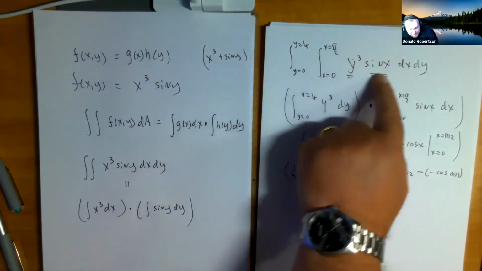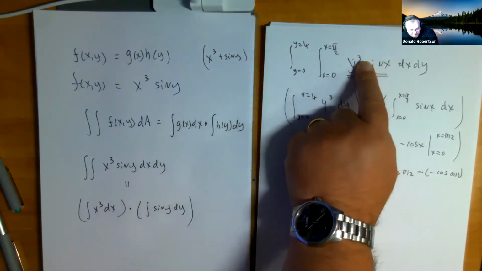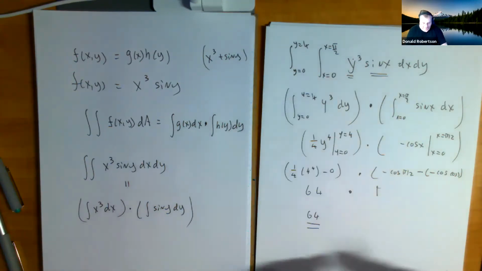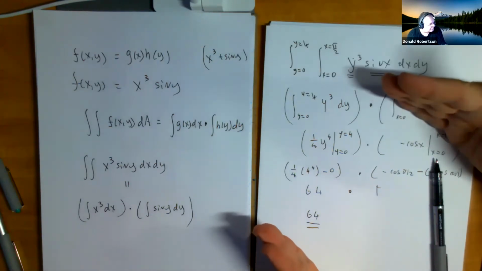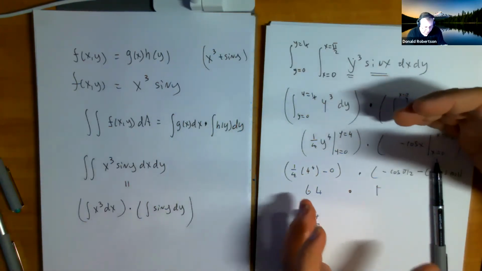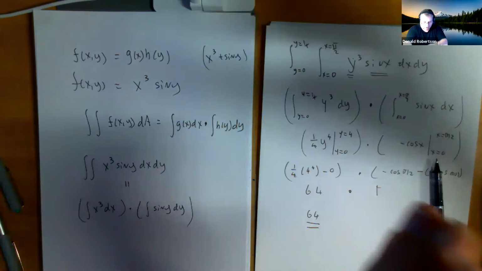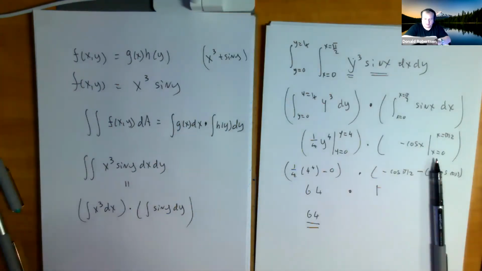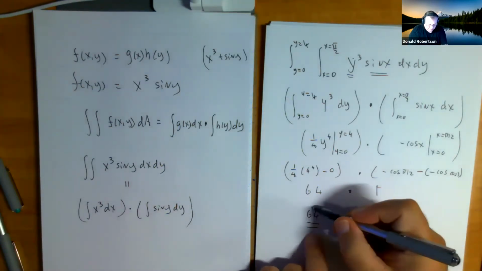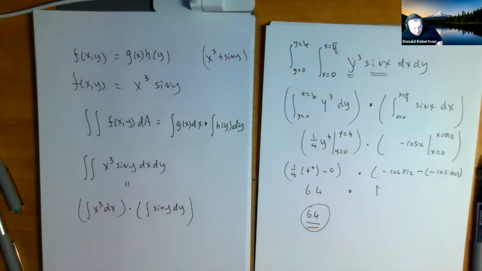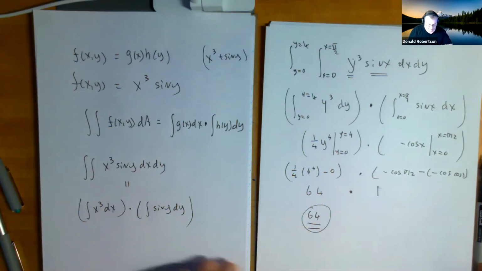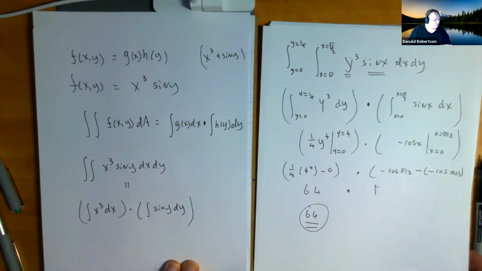So if you took this surface called y cubed sine x, and if you had below it a rectangle where the y's went from 0 to 4 and the x's went from 0 to pi upon 2, so if you took this rectangle and it moved up to this surface, that entire 3D shape would have a volume of 64 cubic units. So double integral in this particular context is finding the volume underneath a surface.